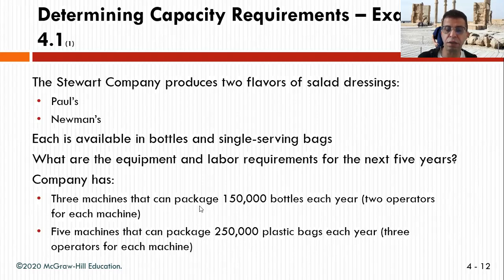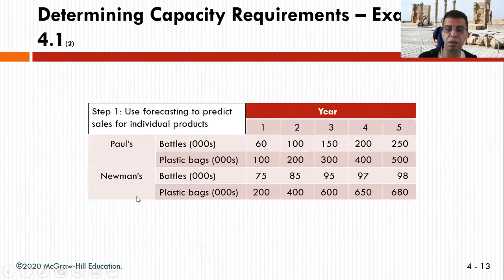In the bottle case, we need 2 people, and because we have 3 machines, we need 6 people, and we will end up producing 150,000 packages per year. So already we know about our capacity. Now we need to know about the sales prediction.